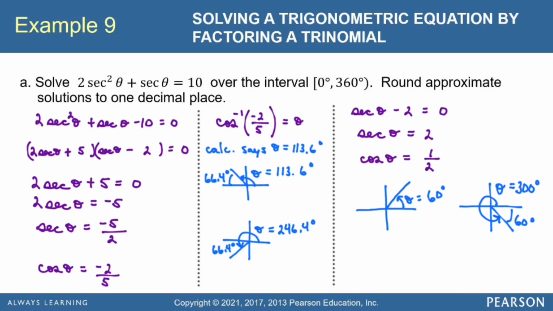And so now we have 4 solutions here, 2 of them exact and 2 of them approximate. But the problem asked us for the principal solutions in degrees, so we don't have to convert anything to radians. We just have to list them all in the curly braces. So now we have theta equals curly braces 113.6 degrees, comma 246.4 degrees, comma 60 degrees, comma 300 degrees.